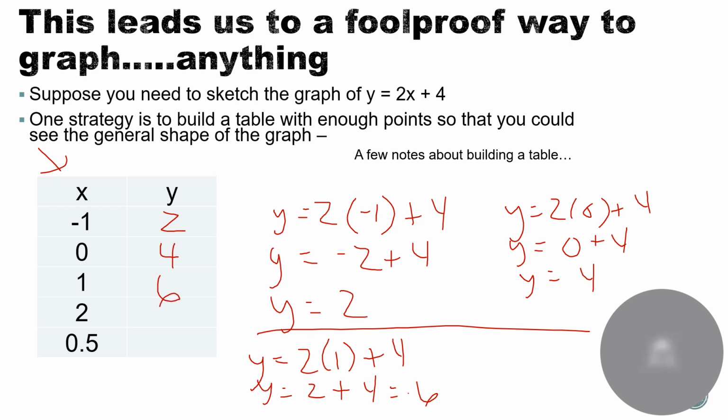And what you might notice is that if there is a pattern in your x's, there is also a pattern in the y's. So on my x's, I'm going up by 1 each time. I go from -1 to 0, and then 0 to 1. And then as I'm doing that in the y column, it went from 2 to 4 to 6. So if that pattern holds and I go up by 1 again on the x's, then I should go up by, excuse me, 2 on the y's, which means I think that that should be an 8. So that would be 2 times 2 plus 4. 2 times 2 is 4, and 4 plus 4 is 8.